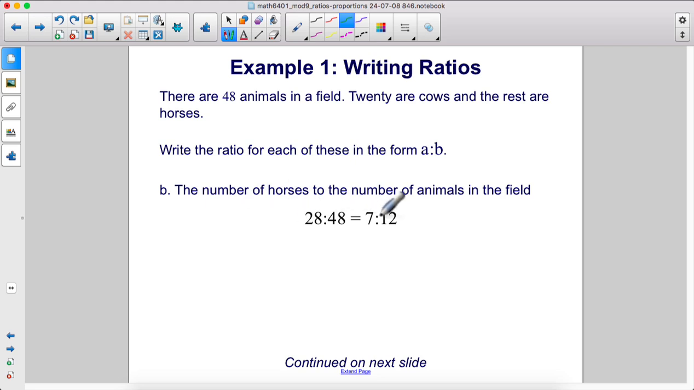The number of horses to the number of animals in the field. Alright, well, we already figured out that there were 28 horses because there were 48 animals in the field and 20 of them are cows. Therefore, 28 animals left, they're all horses. So therefore, 28 of the 48 animals. It's a ratio of 28 to 48. Can this be reduced? Yes, it can. We can divide the top and bottom by 4. If we do that, 28 divided by 4 is 7, 48 divided by 4 is 12. And that is in simplest terms, the ratio of horses to animals is 7 to 12.